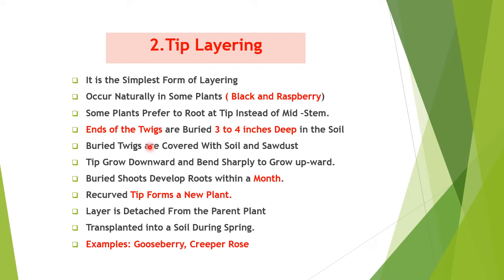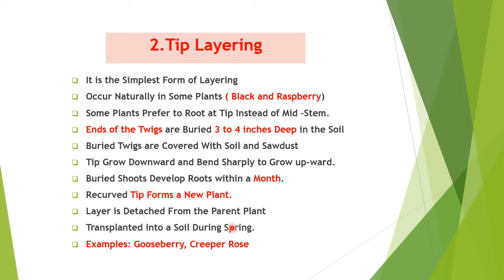The ends of the twigs are buried 3 to 4 inches deep in the soil, and the buried twigs are covered with soil and sawdust. The tip grows downward and bends sharply to grow upward. The buried shoot develops roots within a month, and it is a recurved tip. Since you are burying a tip, the recurved tip forms a new plant. The layer is detached from the parent plant, and it can be transplanted into soil during spring.